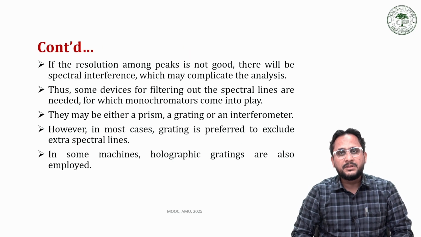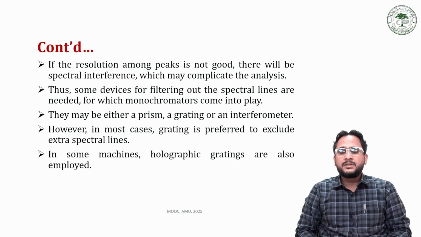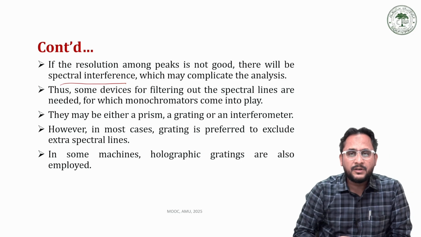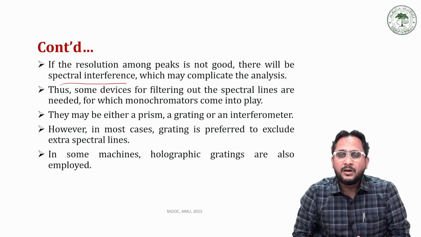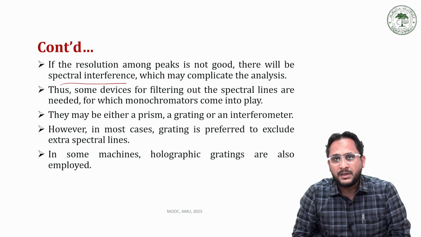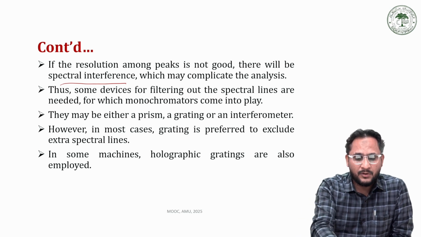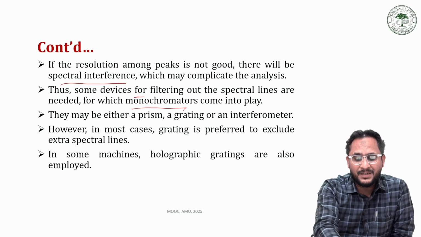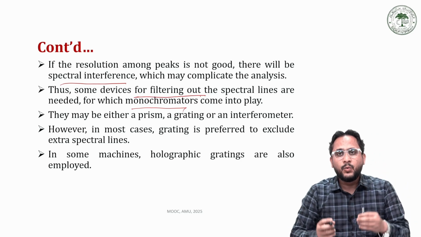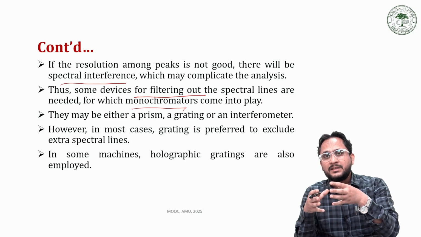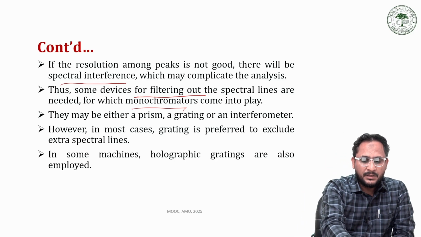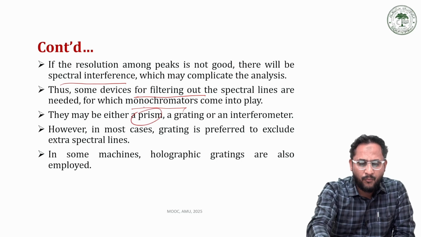So these monochromators are very useful because they reduce spectral interferences. If we are not using a monochromator, there are chances of having spectral interferences which may spoil the analysis. Therefore monochromators are always very useful, because they basically act as a filtering device which filters only some of the desired spectral lines while cutting off the others. And both prism or grating can be used.